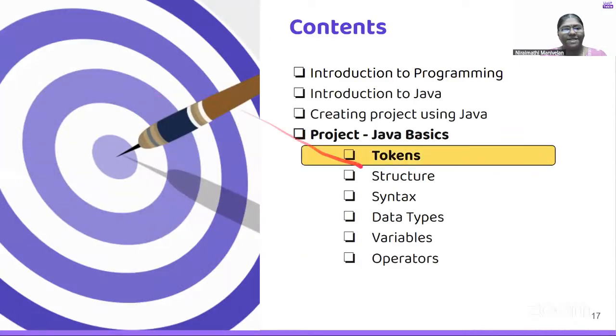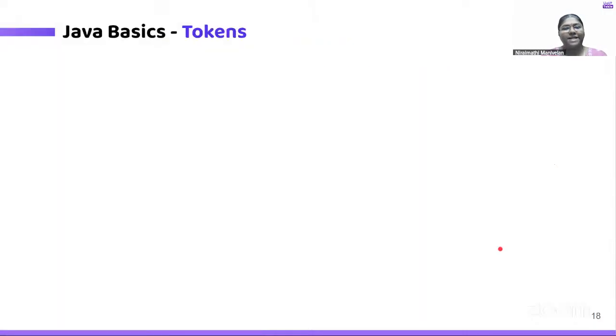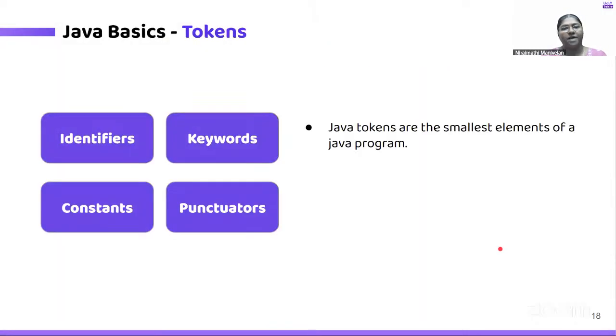So these are the basics that we are going to learn, teachers. Tokens in Java, structure of a Java program, and we are going to learn about the syntax, and about the data types, variables, and operators. So all these are basic concepts which we are going to learn and implement in the project. So first, let us learn about the tokens in Java.